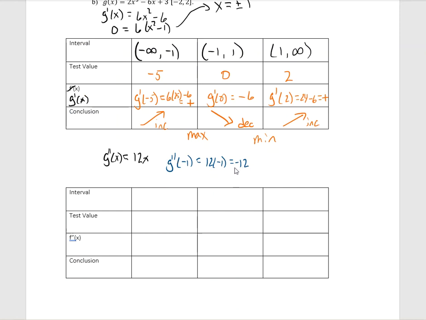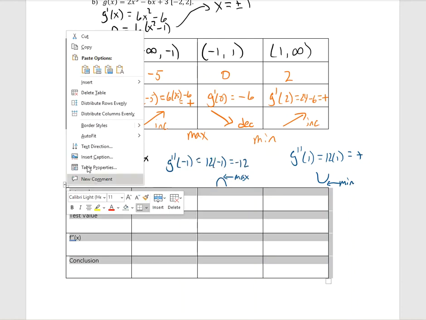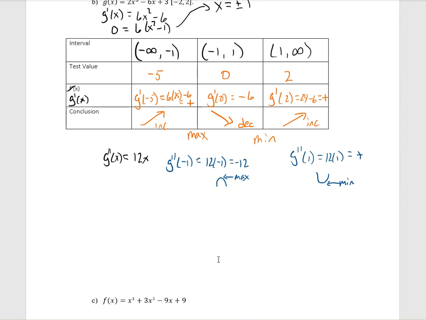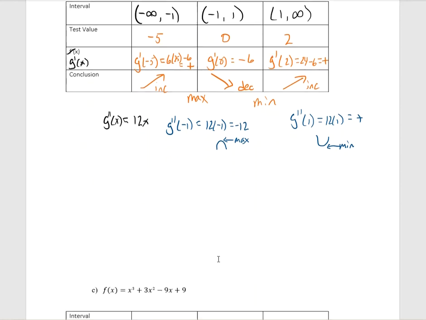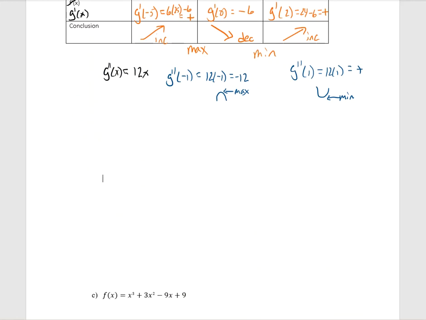When the second derivative is negative, we're concave down, and so we have a maximum. So we knew that, right? So we have a maximum at -1 using both tests. Second derivative at +1, that's 12 times 1, which is positive. If it's concave up, it'll have a minimum. Let's get rid of this table. And now we can actually find the values themselves.